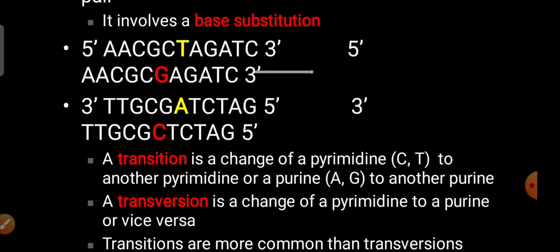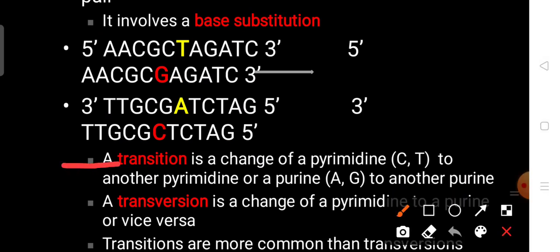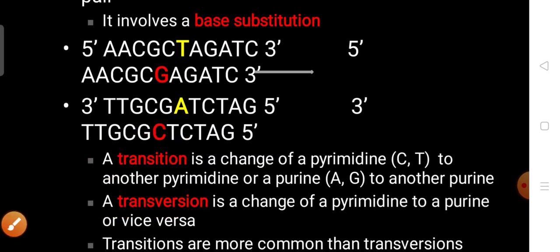Now base pair substitutions are of two types. Number one, transition, and number two, transversion. What is a transition type of mutation? A transition type of mutation is a change wherein one purine is substituted by another purine, or one pyrimidine is substituted by another pyrimidine.